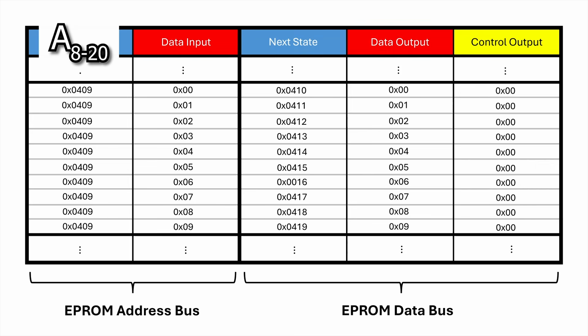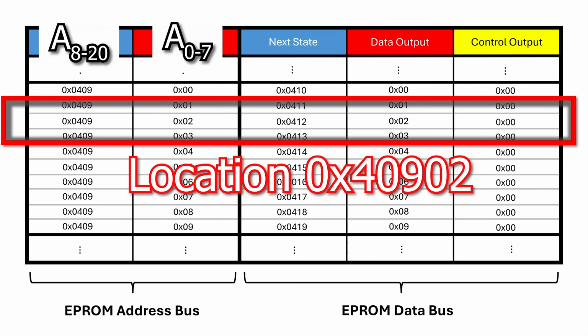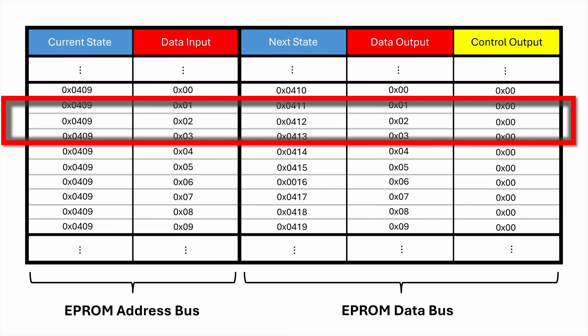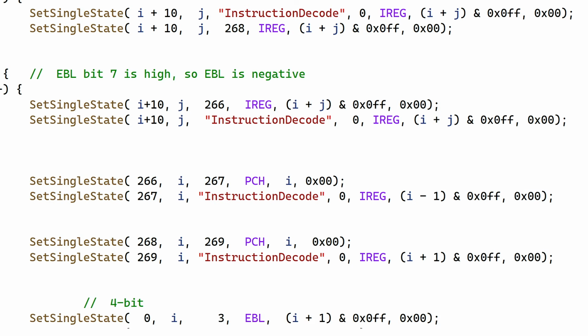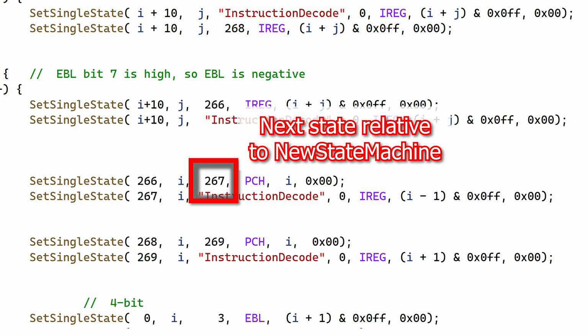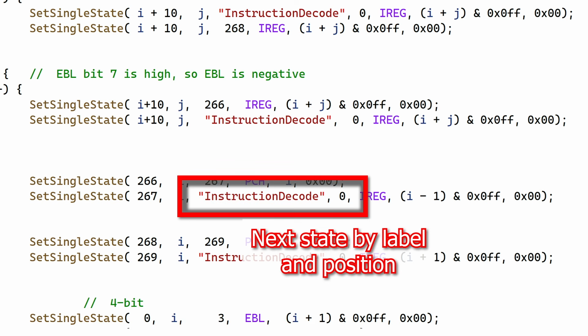The input symbol becomes the lower 8 bits, going on A0 through A7. Let's say our input symbol's 2 hex. That gives us an EEPROM address of 40902 in hex. So, what gets stored at that address? The data field holds 3 things: the next state, the output symbol, and the control signals. And when I program it, that next state can be either a relative offset from the current block or a jump to another labeled state machine entirely.